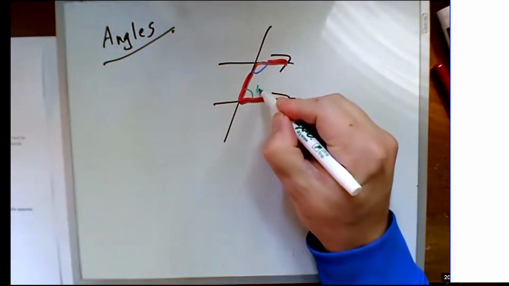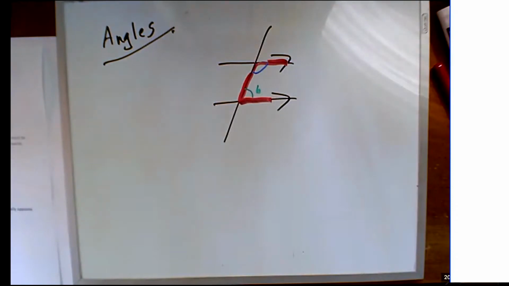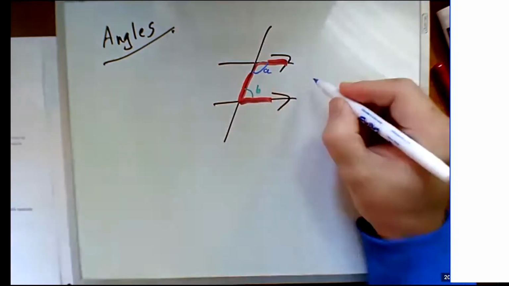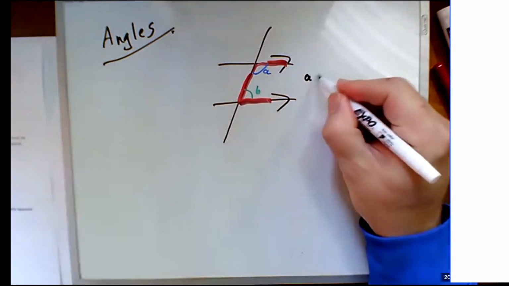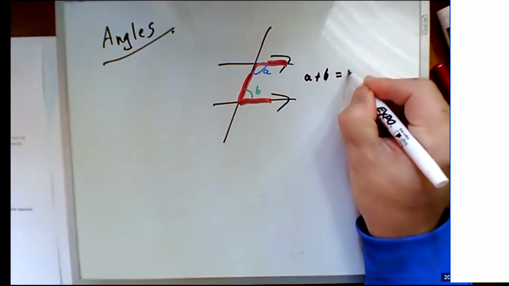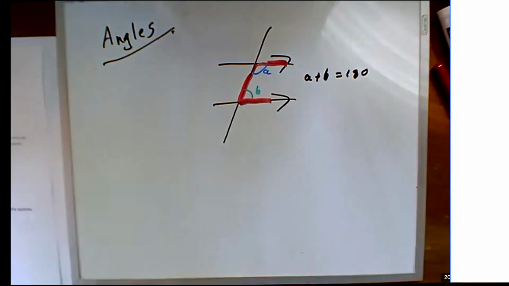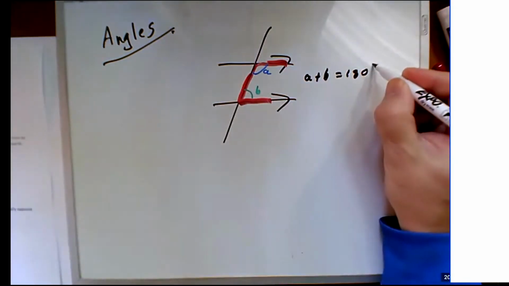So here we're going to get a B and an A. And in this case, they add up to 180 degrees.